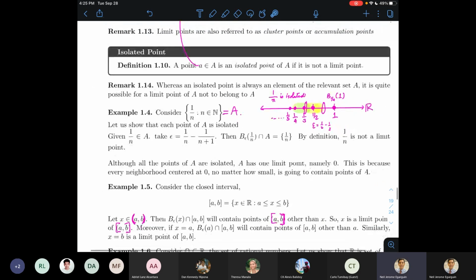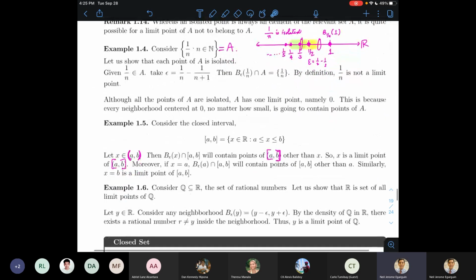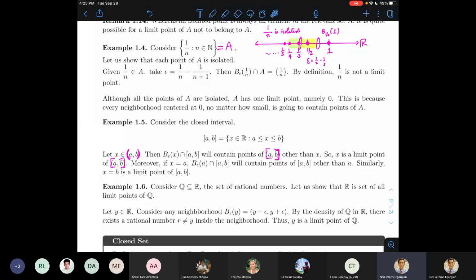However, kahit isolated yan, wala. So, ibig sabihin, hindi sila mga limit points. Okay? But that doesn't make A devoid of limit points. So, hindi ibig sabihin na dahil isolated lahat ng elements niya, wala na siyang limit point. Kasi remember, ang pagiging limit point ay walang requirement na dapat nandun ka sa set na yon. In fact, this set has one limit point, namely 0.